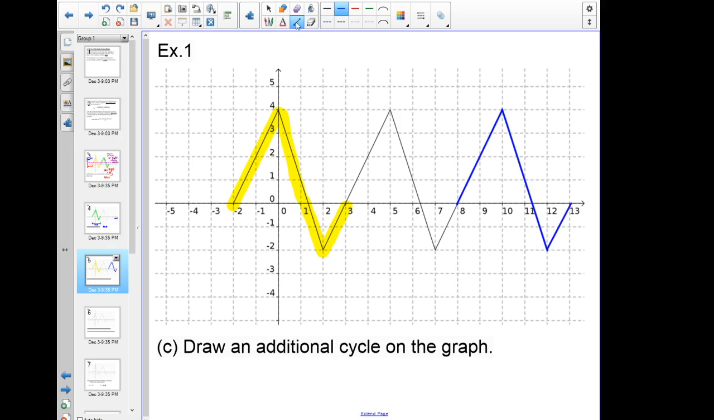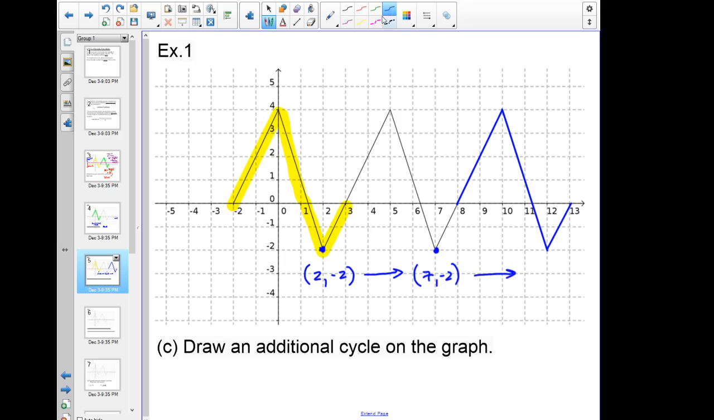Another way you could do it is making use of the idea of the periodicity, the fact that this is repeating. If we take a look, for example, at this point, this is the point 2, -2. Where does that point repeat again? It repeats here at 7, -2.